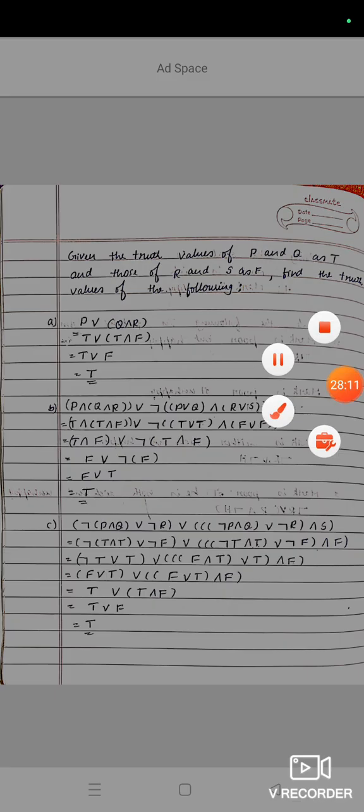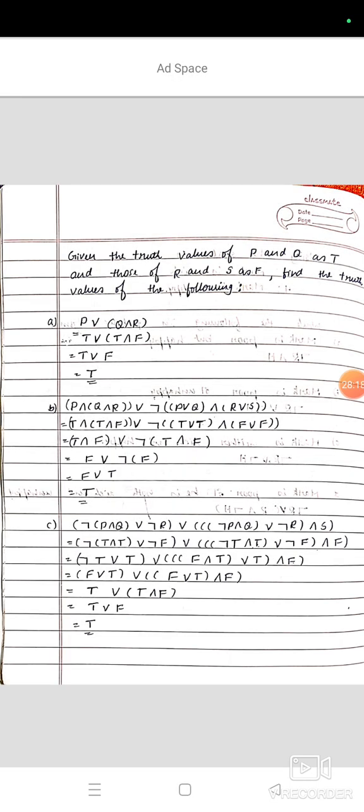Okay. I hope you understood this explanation. In the next class, we study about the other connectives, conditional and biconditional statements, and the truth table for the compound statements which contain conditional and biconditional connectives.